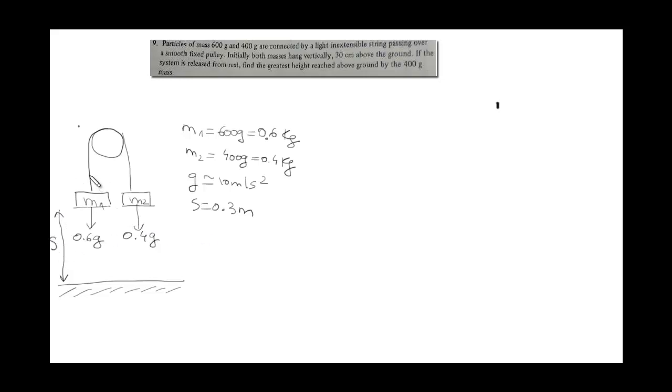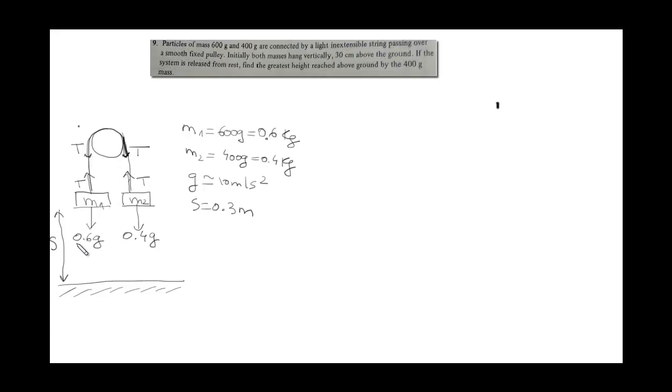The particles are kept like that and then they are released from rest. This is the tension in the string. According to Newton's third law, we have action and reaction. The string pushes on the pulley and the pulley pushes on the string, and in the same way the masses push on the string. They exert a force of equal magnitude and opposite direction, as can be seen.